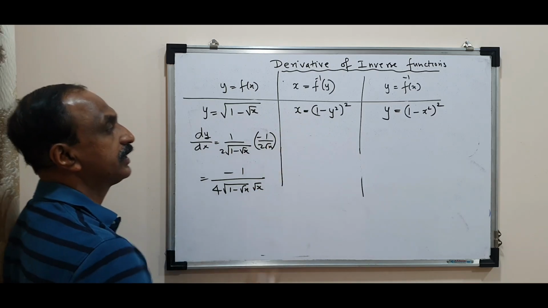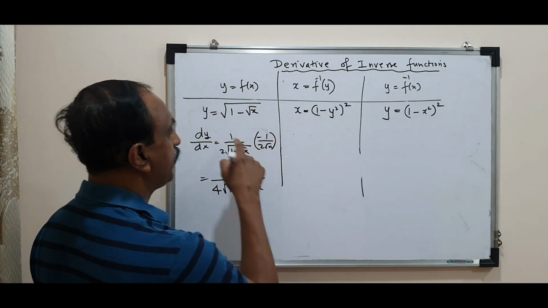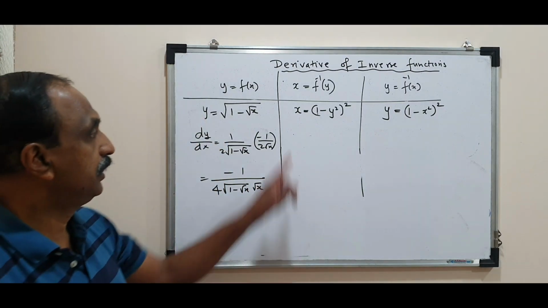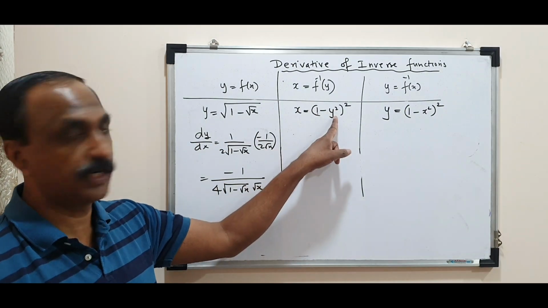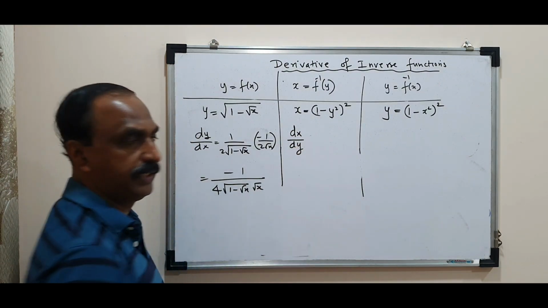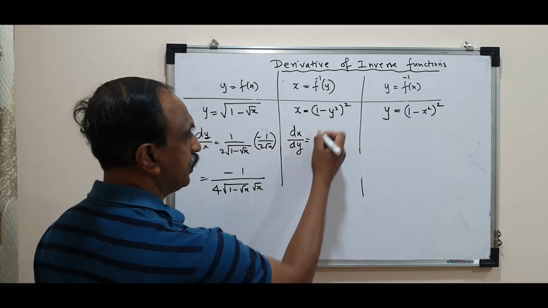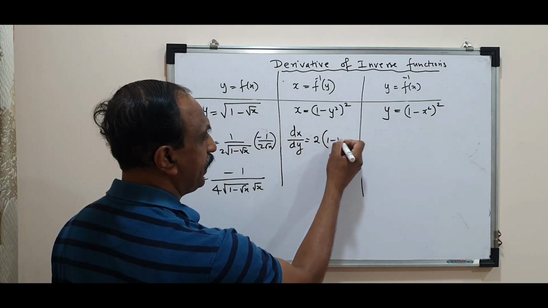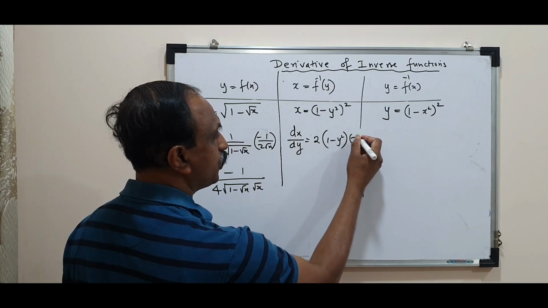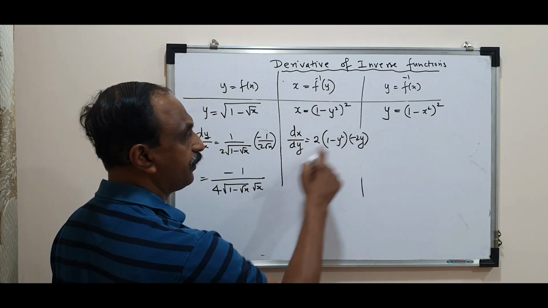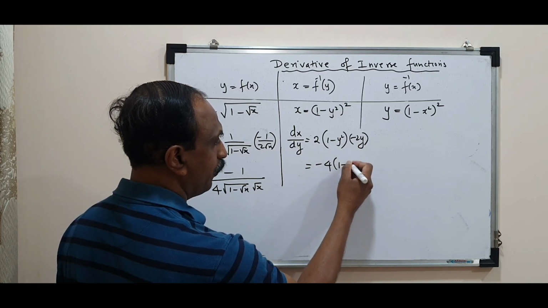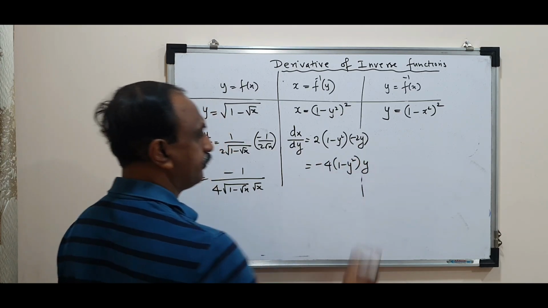Now let me differentiate this. In one case the function is in x and you differentiated y. Now the function is in y, so we are differentiating with respect to y, dx by dy. What will be my answer? 2 into 1 minus y square, into the derivative of 1 minus y square, so minus 2y. They are differentiated with respect to y. So minus 4 into 1 minus y square into y.